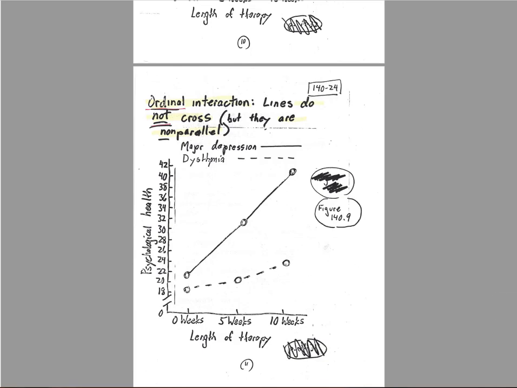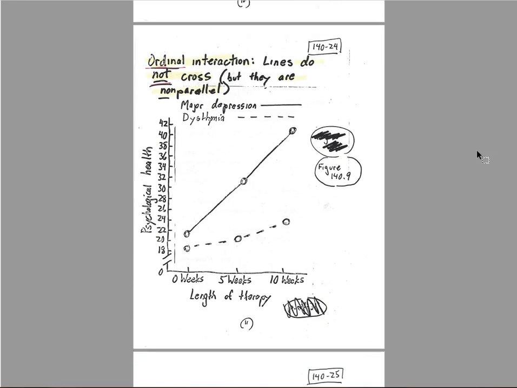The longer they're in therapy, the better they get, but it's not a very strong effect. On the other hand, if you look at people that suffer from major depression, there is a stronger relationship between length of therapy and psychological health. Here, the longer they're in therapy, the much more dramatic the improvements in psychological health become. This is an interaction. The defining characteristic of an interaction effect is non-parallel lines. It's not necessary that the lines cross. The lines just have to be non-parallel to one another. This line is not parallel to this line, and that means I've got an interaction effect.